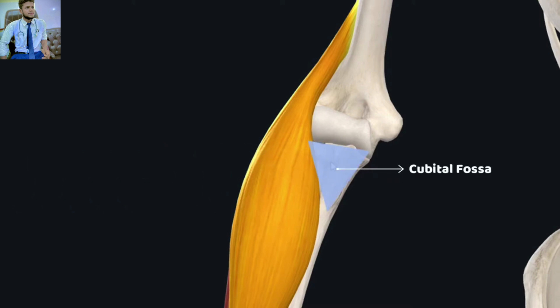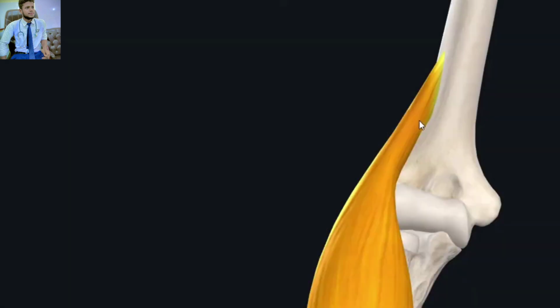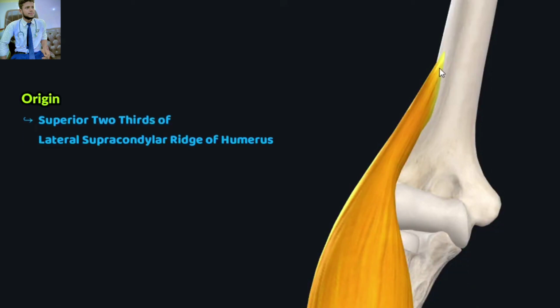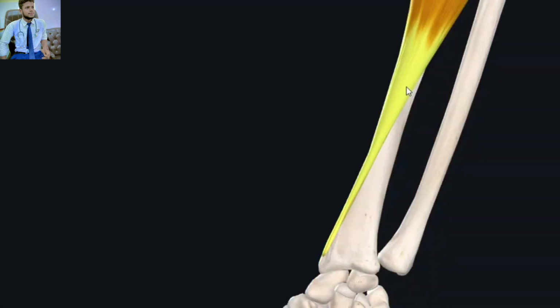Now we discuss about the origin and insertion of this brachioradialis muscle. This muscle originates from the superior two-thirds of the lateral supracondylar ridge of the humerus. Then at the middle of the forearm, this muscle forms a flat tendon, and this long tendon is inserted at the lateral aspect of the distal part of the radius, just superior to the styloid process.